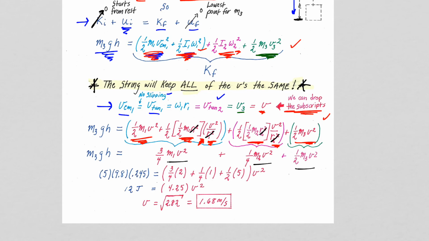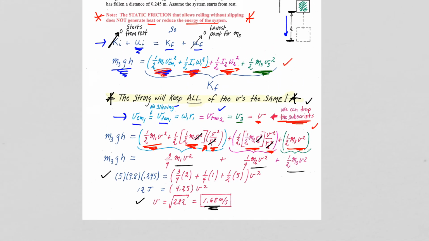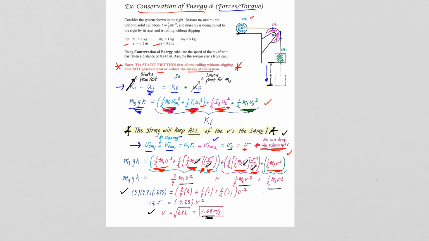And now it's just algebra. We plug in all of our numbers, and we get that the speed of the system is 1.68 meters per second. And again, that is the speed of the entire system. It's the tangential speed on the rim of the wheel. It's the linear speed of M1. It's the tangential speed on the rim of M1. It's the linear speed of M3.